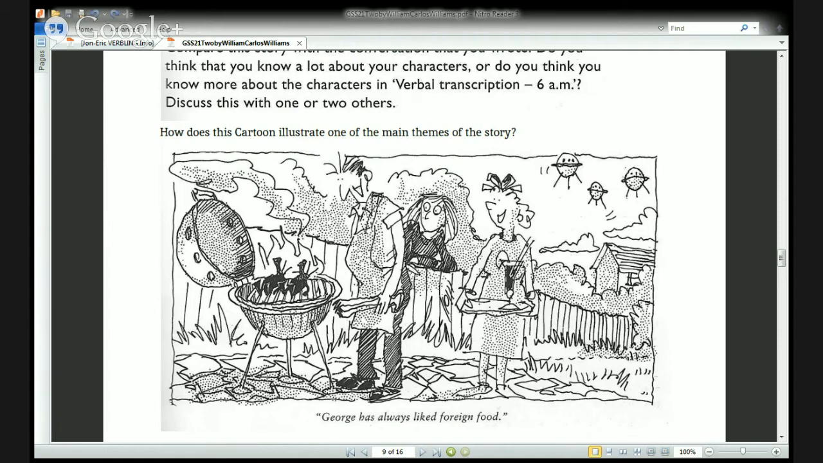Who are these people? I mean, do you mean like the woman in Verbal Transcription, the wife, the one who we hear in Verbal Transcription? Is that who you mean?